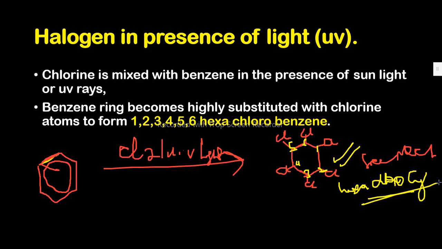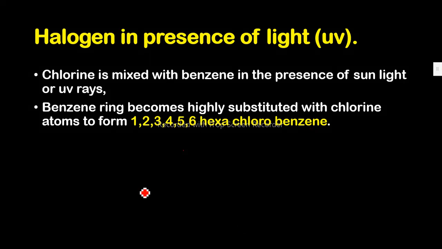1, 2, 3, 4, 5, 6 hexachlorocyclohexane. Let's try the mechanism. Just for security reasons, because I might not give you the mechanism, and you open your paper, boom, it's number 1, and you start saying, you see, teacher didn't give us the mechanism. Now see. So this is chlorine, in presence of UV.